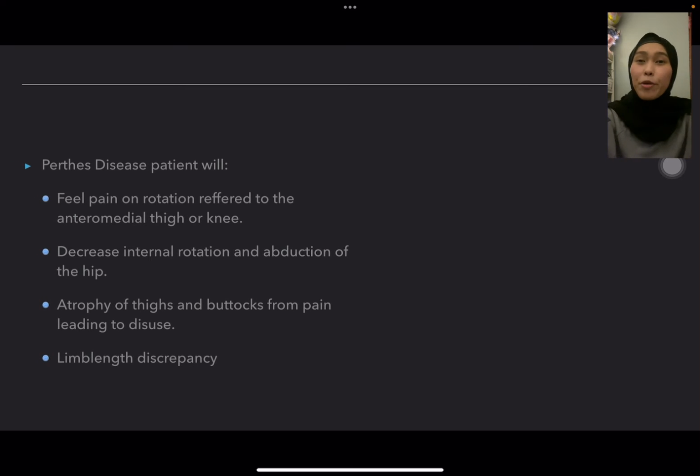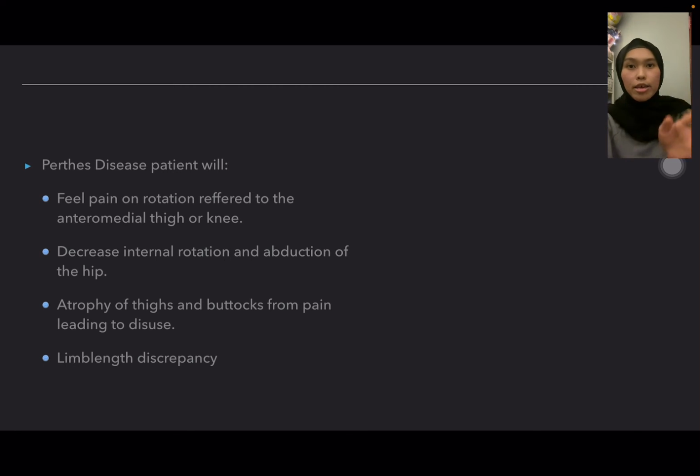The patient also might feel pain on rotation referred to the anteromedial thigh or knee, and it will decrease the internal rotation, so the leg cannot turn, or maybe the patient cannot abduct the hip. And then atrophy of the thigh and the buttock from the pain leads to disuse, and then a limb length disparity.